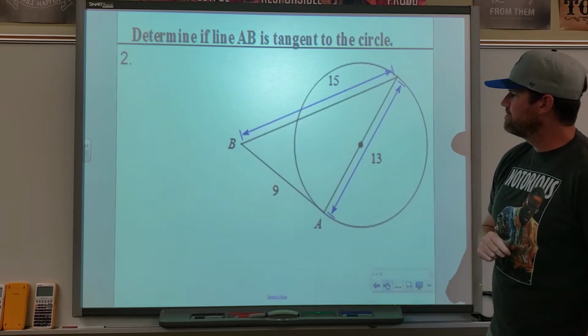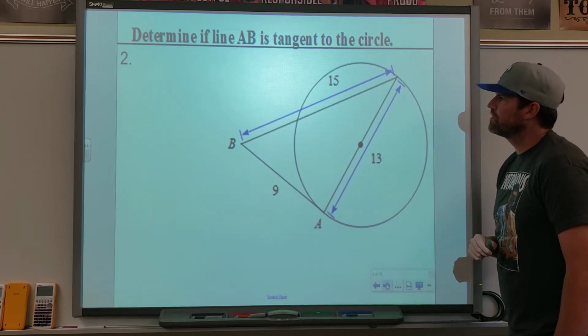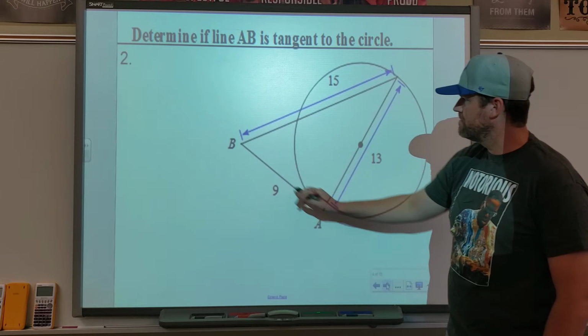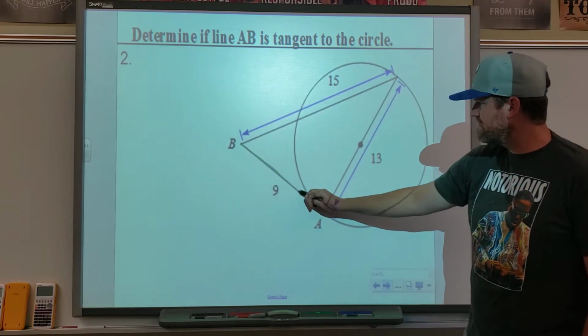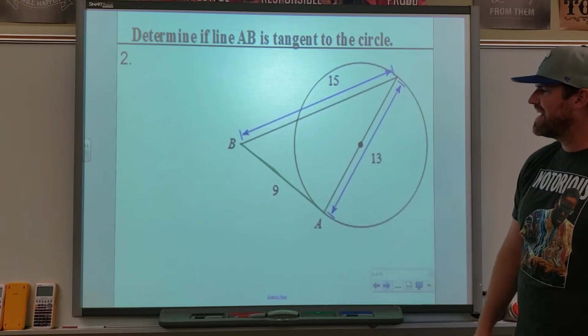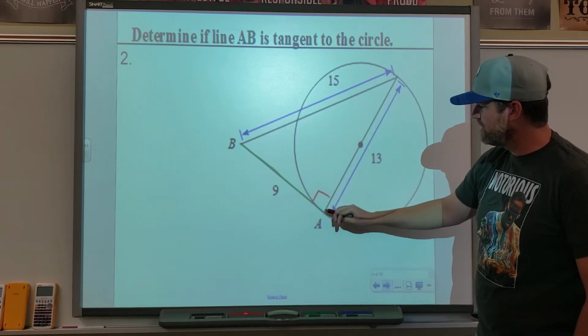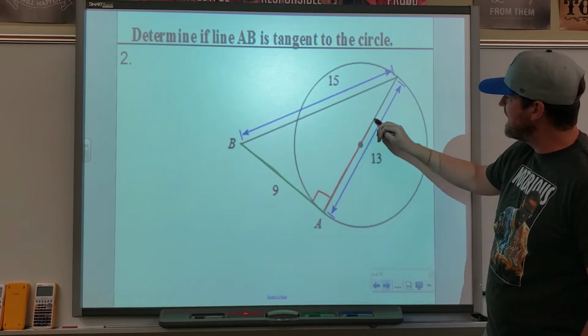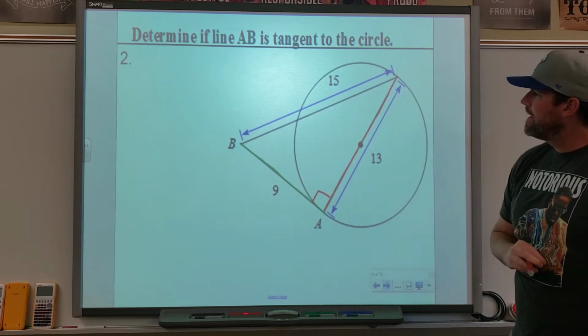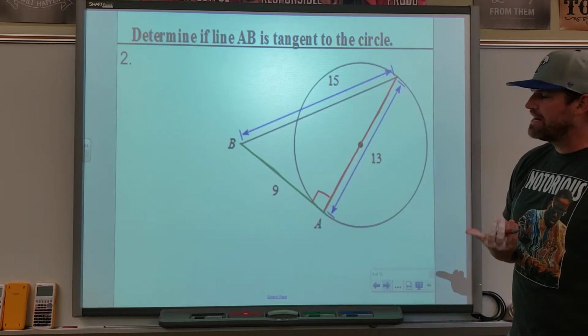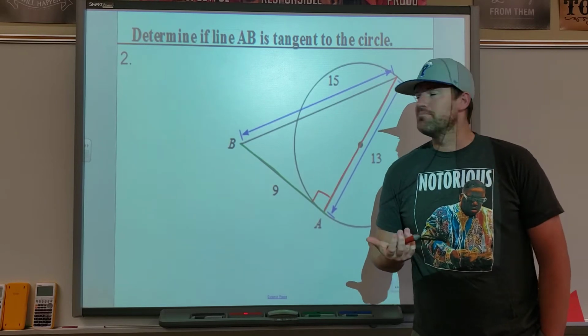All right, let's try another one similar to that. We're going to determine if AB, so this segment here, is tangent. We're going to see if it forms a 90-degree angle with the radius, or in this case, the diameter. And so I need to plug it into the Pythagorean theorem.